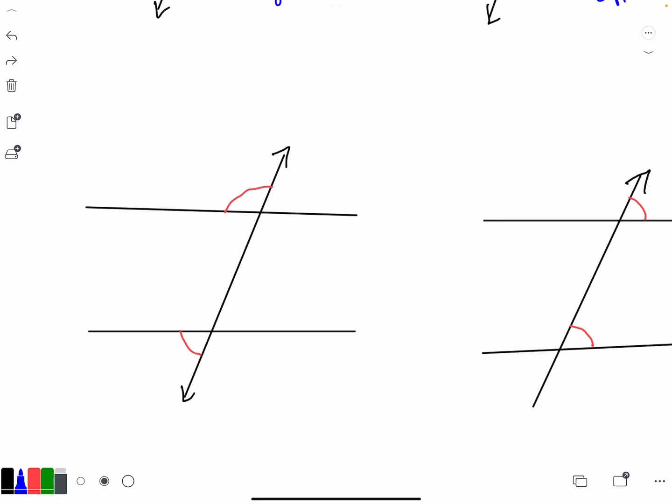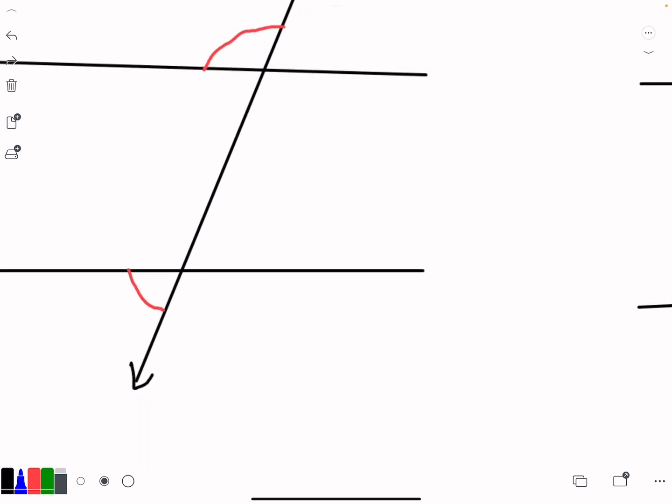So what about these 2? Now these are on the same side, but they're exterior. So these 2 are going to be supplementary, because if you add up their values, it will give you 180. So these are same side, but exterior. So same side exterior angles are always going to be supplementary.